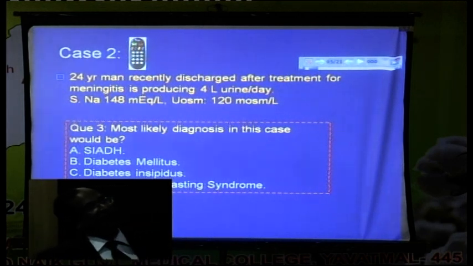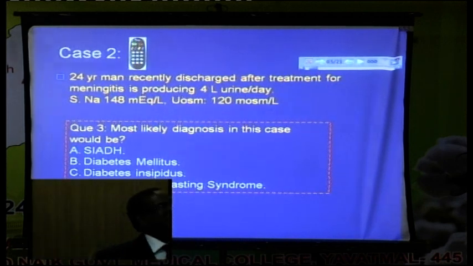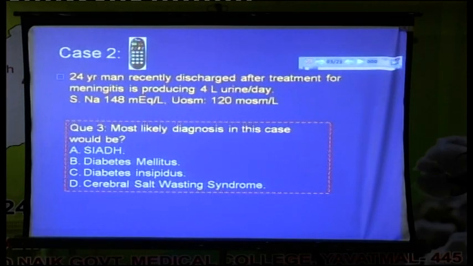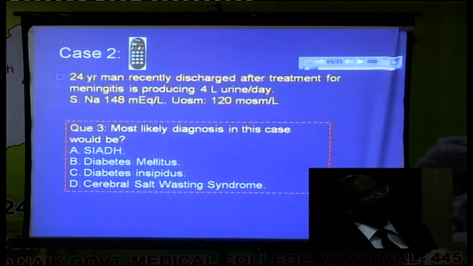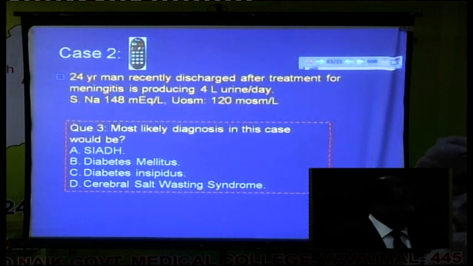A 24-year-old man is discharged after treatment for meningitis. He is producing 4 liters of urine per day. Sodium is 148, urine osmolarity 120. What is the reason? Polyuria, low urine osmolarity. I am not even doing audience response because I am presuming everyone will write. Okay, so it cannot be diabetes insipidus, or can it be? Yeah. Of course it can be diabetes insipidus.